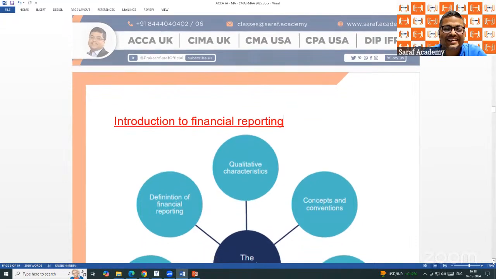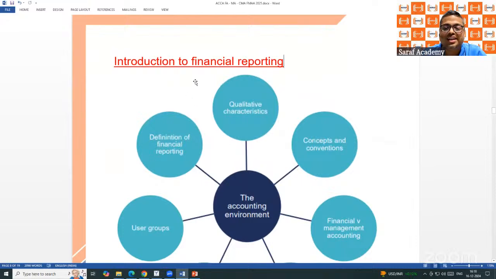Okay, let's go. Now, we are doing introduction to financial accounting reporting, which is a common area for all the syllabus, FMAA, then I will say ACCA and CIMA, it is a common area for everyone. Introduction to financial reporting. First of all, we need to understand what is accounting. What is accounting? Does anybody know what is called accounting?